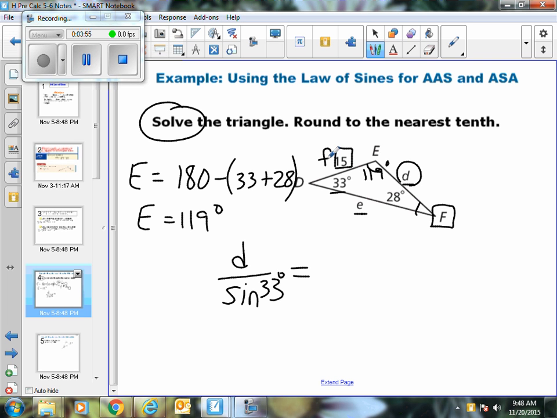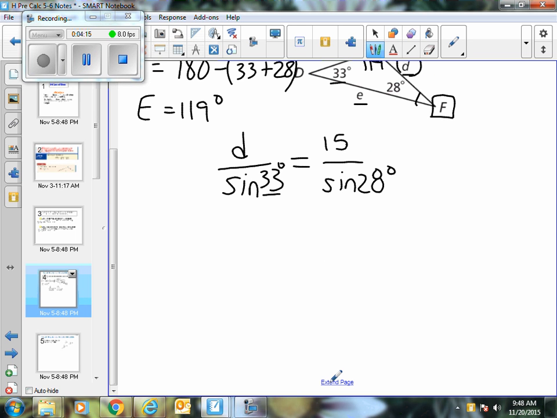So when you're trying to figure out which one you should use, always use the one you know everything about. So 15 is to the sine of 28 degrees. So I have little d is to the sine of angle d, as little f is to the sine of angle f. Now this is just a proportion. These are proportional. So how do you solve a proportion? Well, you cross multiply. So we multiply across the equal sign. So d times the sine of 28 degrees is equal to 15 times the sine of 33.